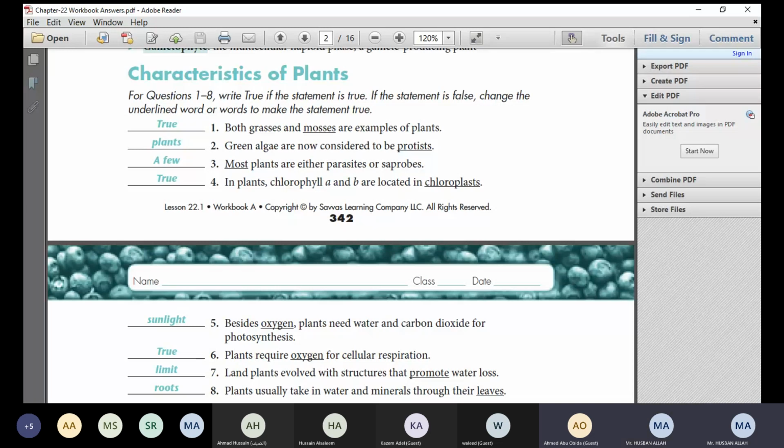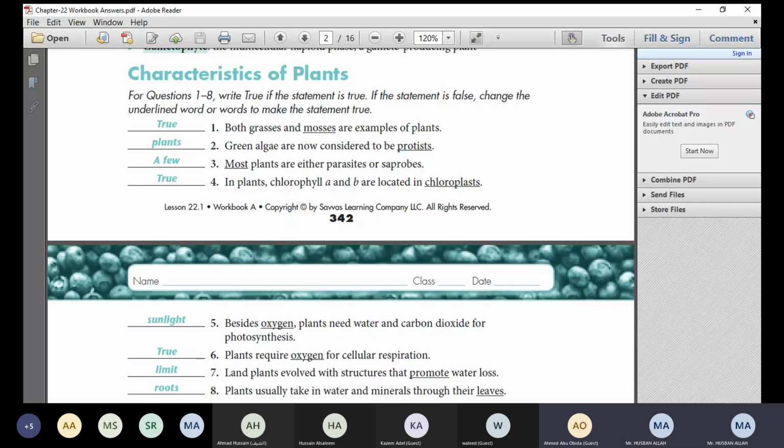3, most plants are either parasites or spores. No, not most. Most plants are photosynthetic. Only a very small number of plants are parasites. 4, in a plant, chlorophyll a and b are located in the chloroplast. So yes. 5, besides oxygen, plants need water and carbon dioxide for photosynthesis. What do plants need? Plants need sunlight, carbon dioxide, water and nutrients for photosynthesis. 6, plants require oxygen for cellular respiration, right? So yes, inside the body, it needs oxygen.